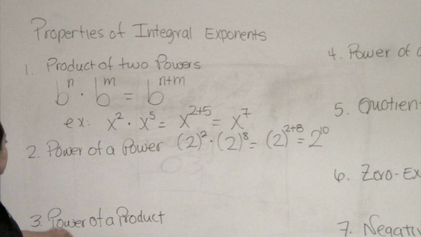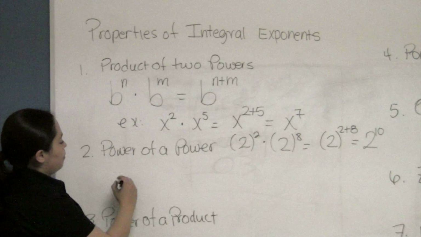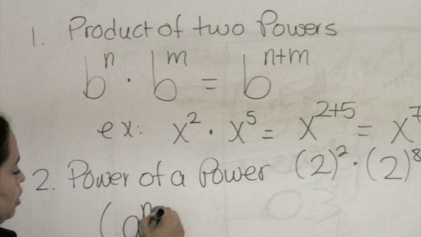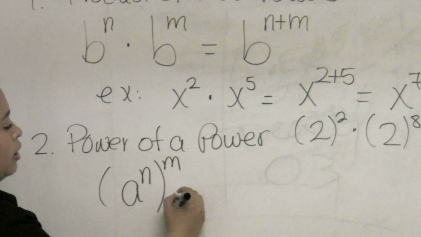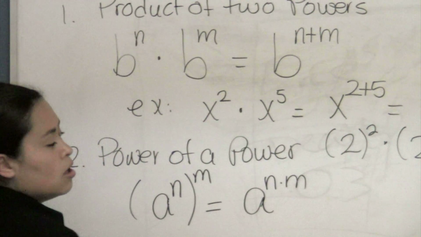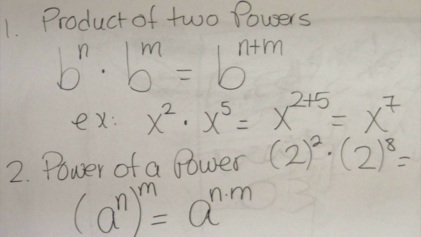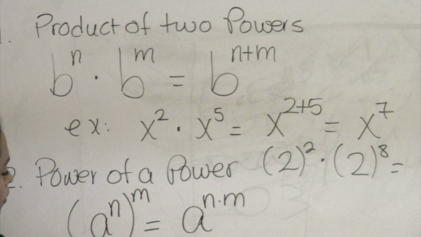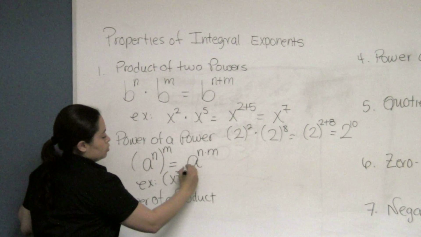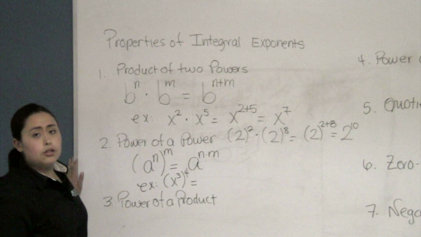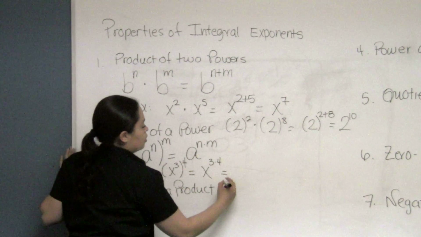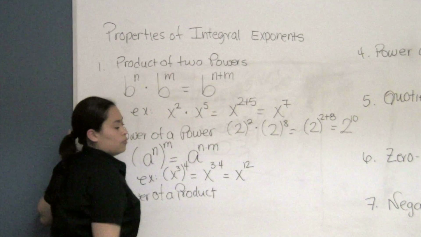Okay? Now let's move to power of a power. This property says that every time you have a base raised to an exponent, then to another exponent, the answer will be the base, and you will have to multiply the exponents. Okay? For example, if we have x cubed to the fourth power, what are we going to do? We're going to have to multiply the exponents. So 3 times 4 is 12.